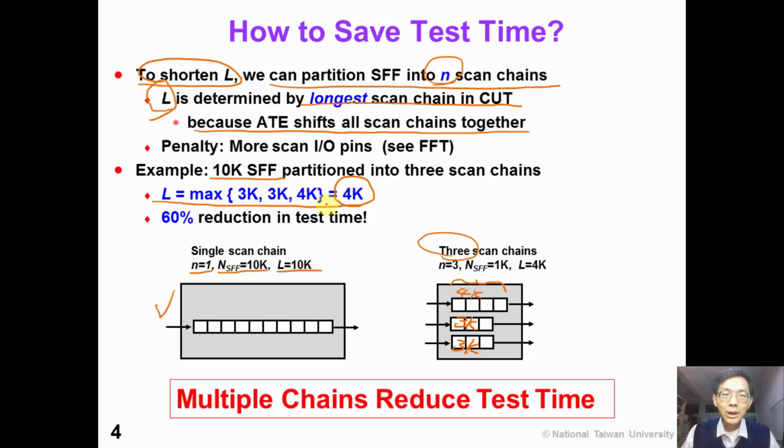By this simple partition, we can reduce the test time by 60%. This is a huge reduction in test costs. However, the penalty is that we need more I/O pins. In this case, we need 3 scan input pins and 3 scan output pins. So, in summary, multi-scan chain is a very simple solution to reduce our test time.